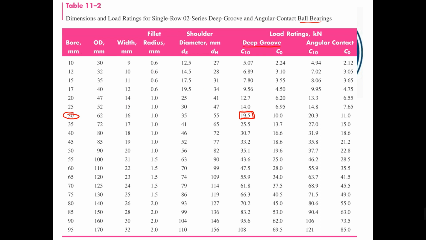Or if you want to go to C0, it means that none of the bearings are failing, and that value is this. If you use this 40 mm bearing, it is impossible that the bearing fails for 1 million revolutions. Otherwise, for C10 we will be using 19.5, and it is recommended to use the C10 value, not the C0 value.